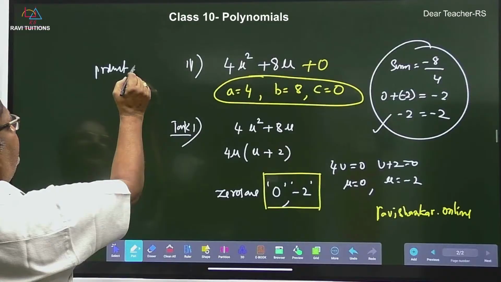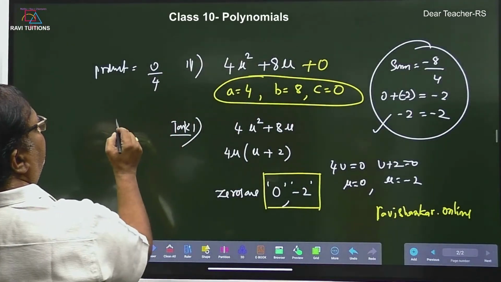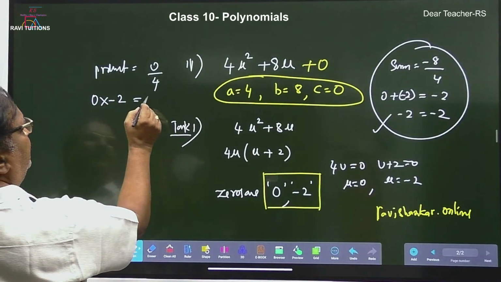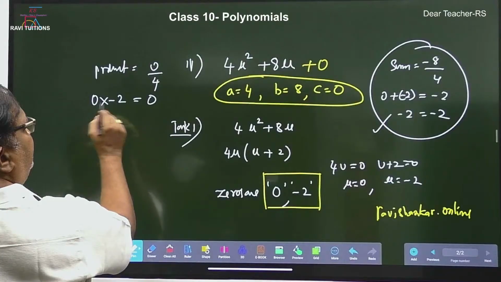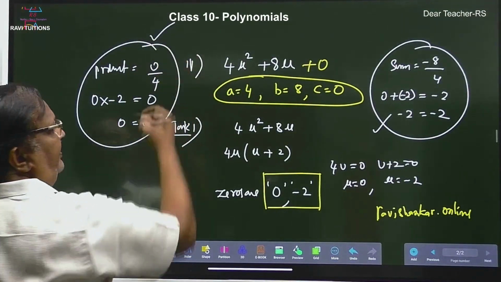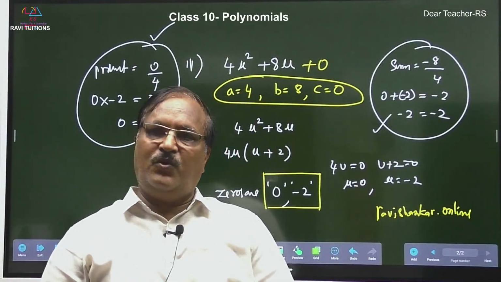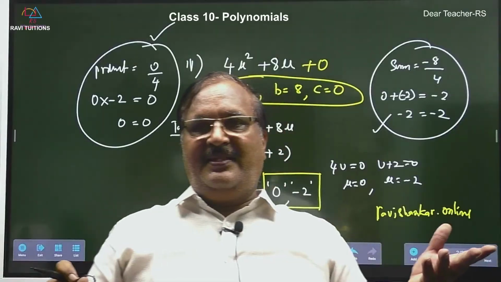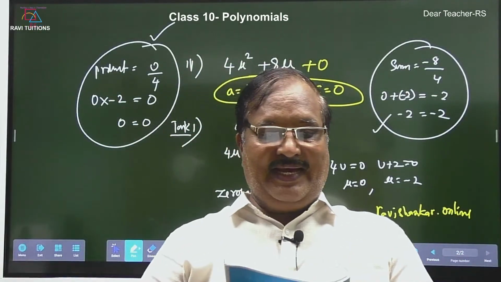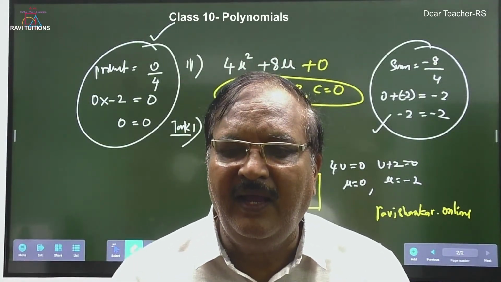Product is equal to c by a. c is 0, a is 4. So here 0 into minus 2. This 0 by 4 is 0, 0 into minus 2 is 0. 0 is equal to 0. This is verified. So both tasks are over. So this is how you have to do. Let me take up a second question. Yeah, the chapter is done.